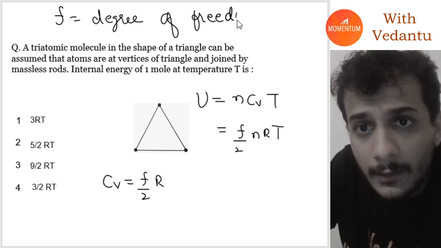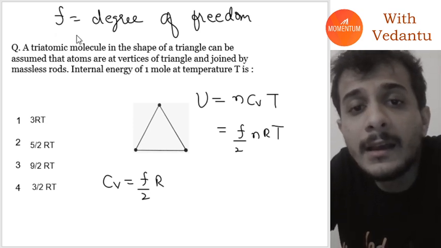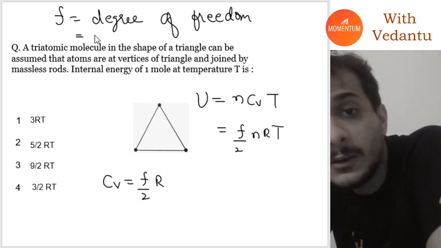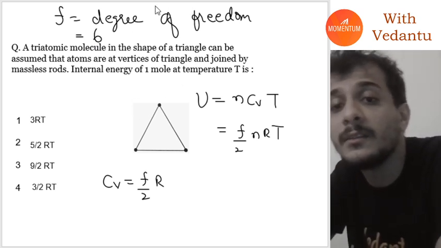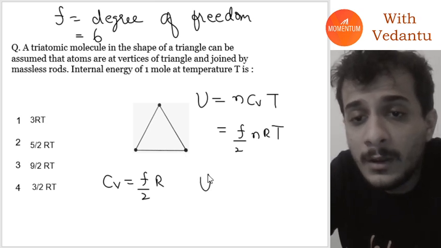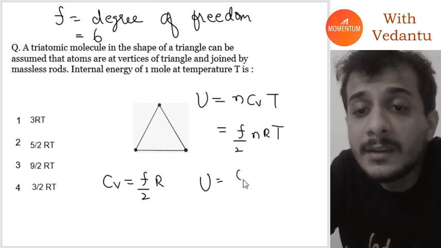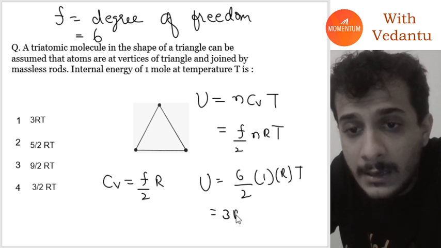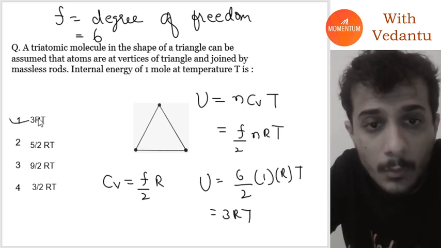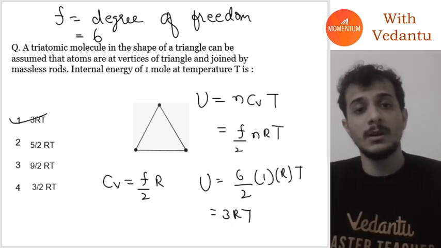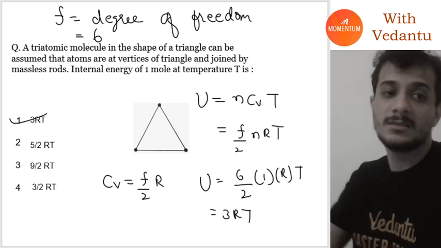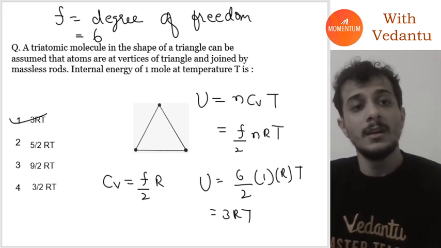Now for triatomic molecules, if it's a triatomic nonlinear molecule, F is 6. So U will be 6 by 2 into 1 into R into T, which is 3RT, which is option 1. I didn't even need to go to the second page. This is just it.